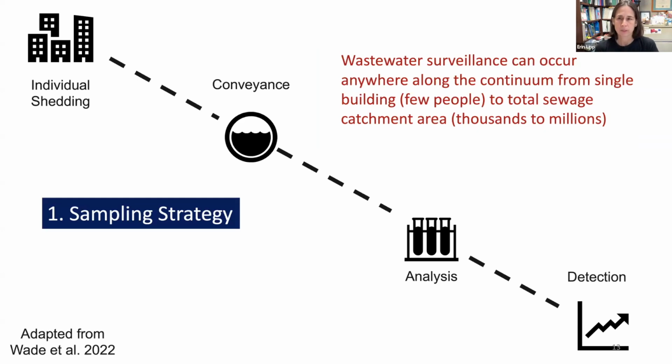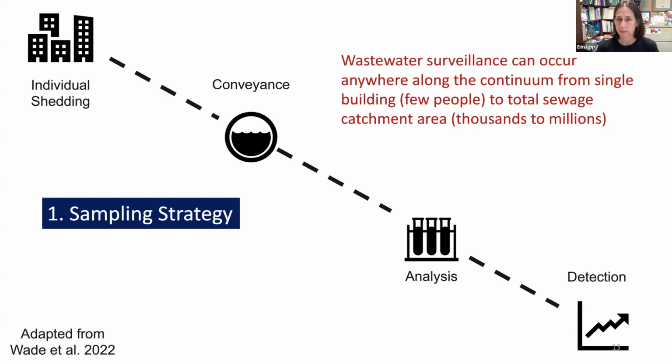So starting with sampling strategy. Again, wastewater surveillance can occur anywhere along the continuum from the building, where you may have just a few people, to the total sewage catchment area, which depending on your treatment plant may be thousands of people and maybe millions of people. That's completely within our purview, to decide what information you need. Most of the time people are hitting the larger catchment area. That information about the whole community we've often found to be valuable as we've moved through the COVID-19 pandemic.